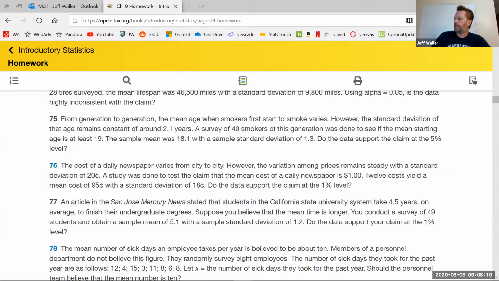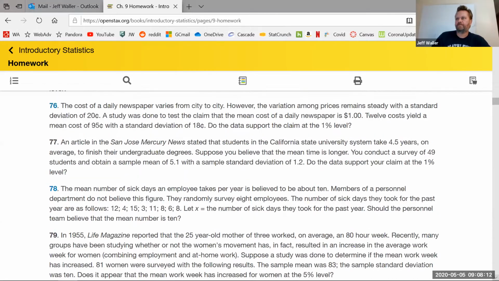76. Let me see. Wow, we're just going to march right down through them. You guys are like, let's get this guy to do all our homework. Okay, so here it is. Here's 76. Cost of a daily newspaper, and so on.